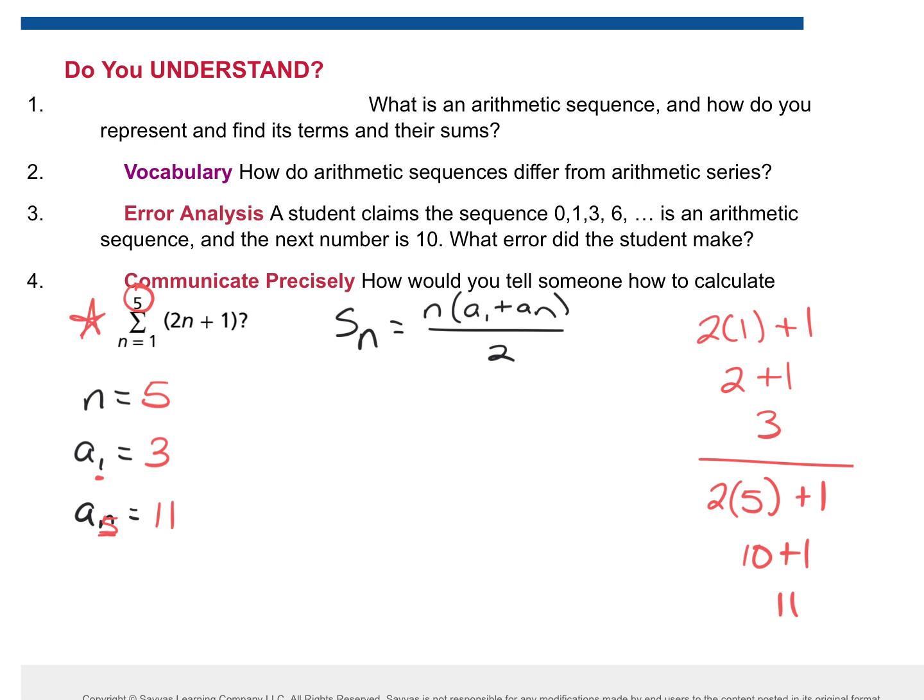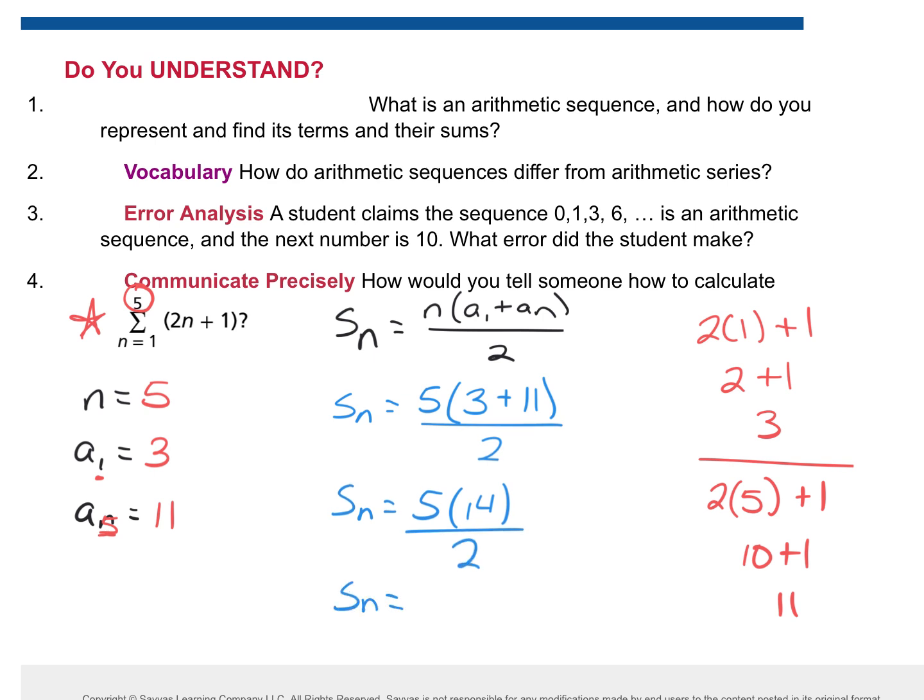Once we find those 3 things, we're smooth sailing. We just plug it in. Okay, so we have Sn equals n is 5, A1 is 3, An is 11, divided by 2. Okay, so we keep following. So we have 5 times 3 plus 11? 14. And then we have 14 times 5? 70. 70 divided by 2? 35. So our sum or our total of the sequence is 35.